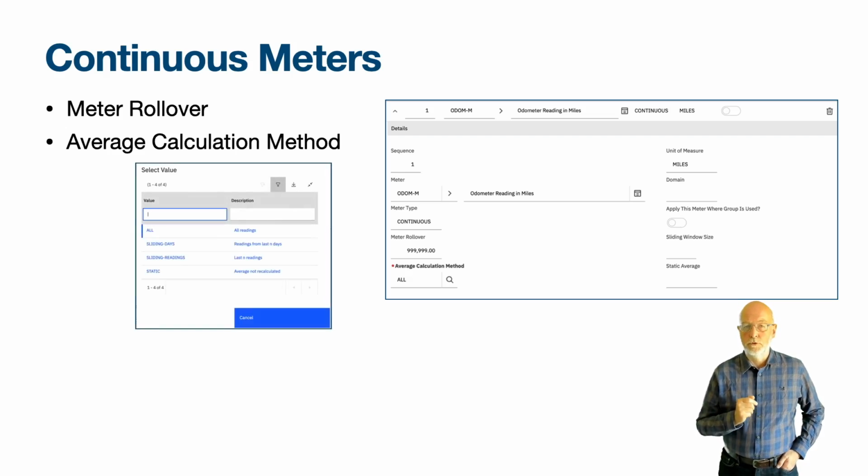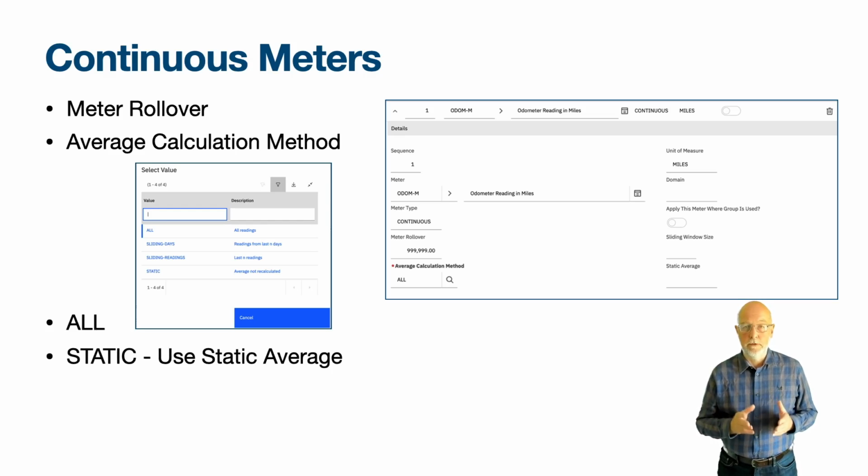The select value shows 4 options. All is the default and takes into account all previous meter readings. This is fine to use where an asset is in constant operation and does not stand idle for long periods of time.